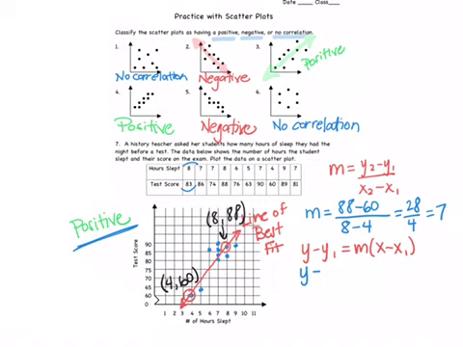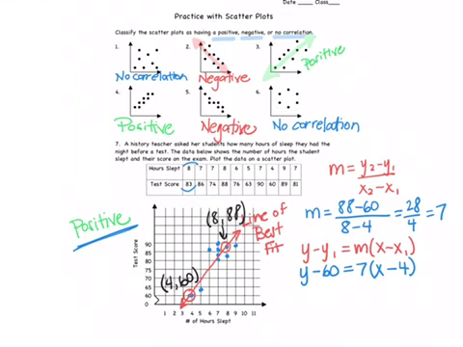So y minus y1 is the y part of the ordered pair you're using. So for us, that would be 60. Equals m. Remember, m stands for slope, and we found out that the slope of this line was 7. And then x minus x1, that's the x coordinate from your ordered pair. So for us, that was 4. So this is the equation of your line of best fit in point slope form.